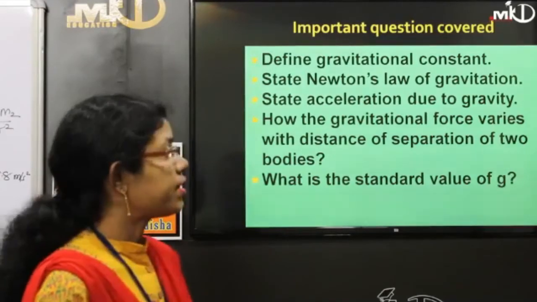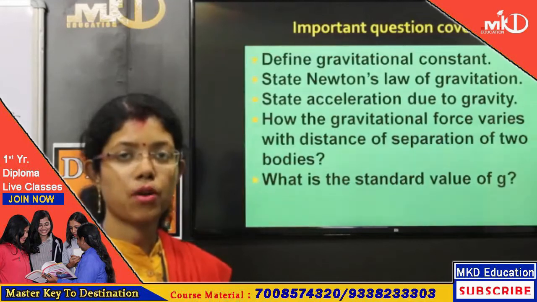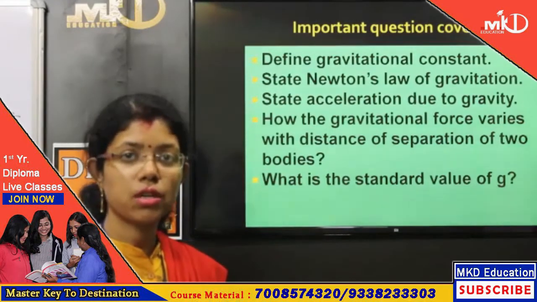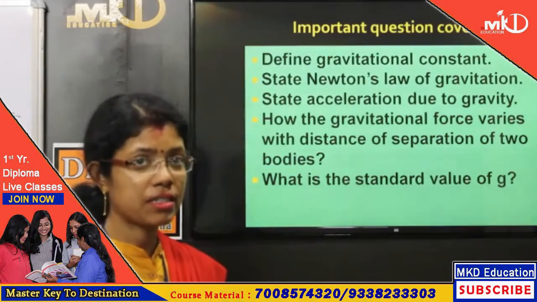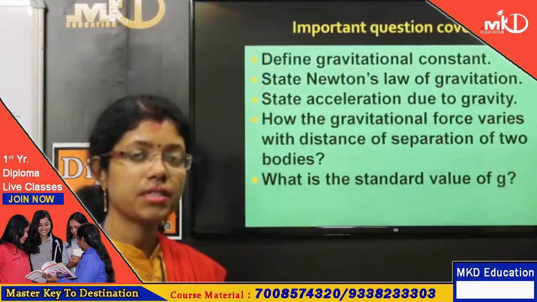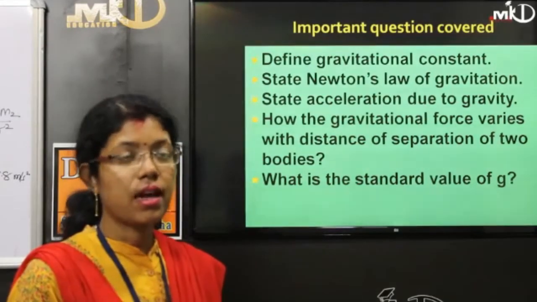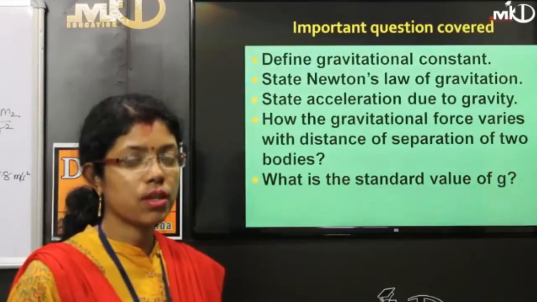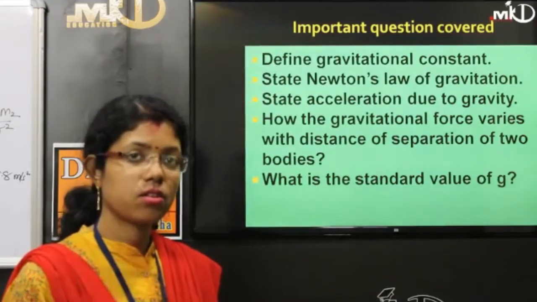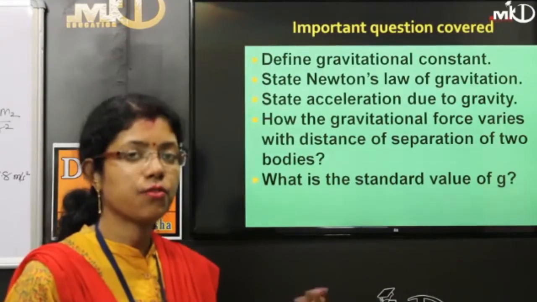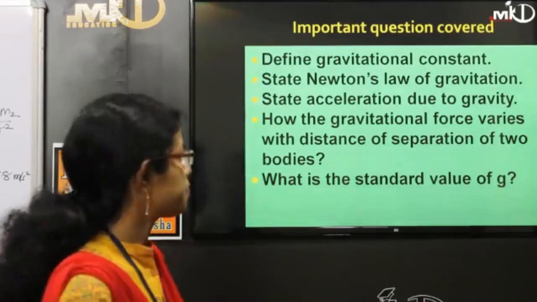State Newton's law of gravitation. As we know, force is directly proportional to the product of masses and inversely proportional to the square of the distance between them. If the value of mass increases, then the force will increase. And it is inversely proportional to the square of the distance between them, which means if the distance between the bodies increases, then the force will decrease. All this we have discussed in the previous part.